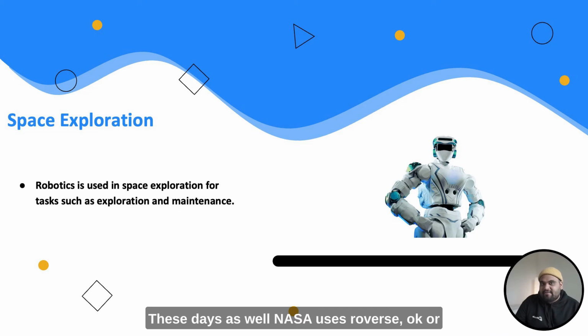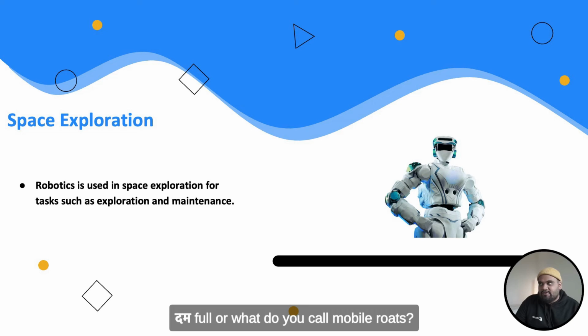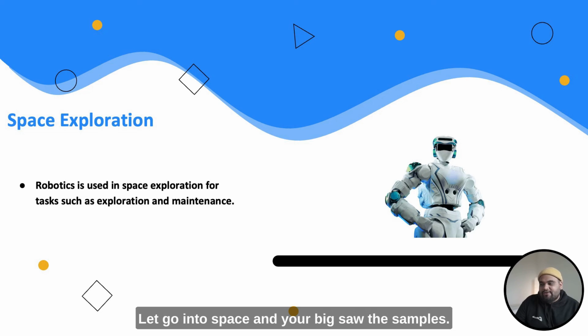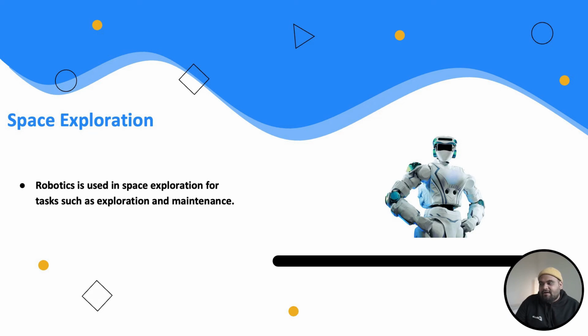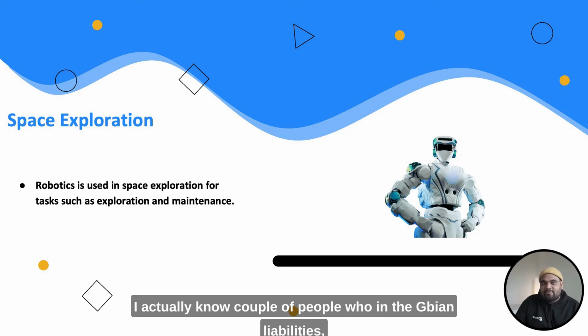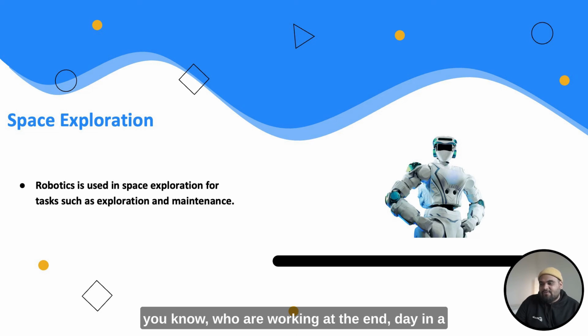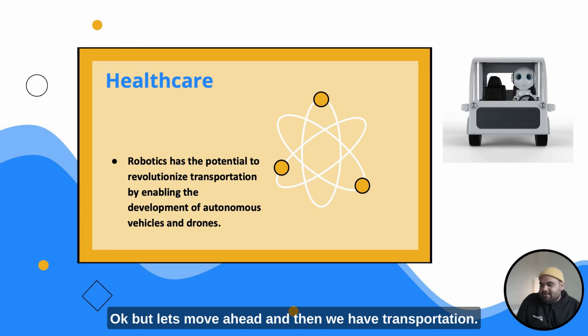These days as well, NASA uses rovers, or mobile robots, that go into space and take soil samples. I actually know a couple of people in the JPL laboratories who are working day in and day out on these robots. And surprisingly, some of the robots are very accurate, and that's what makes them really powerful. Okay, but let's move ahead.